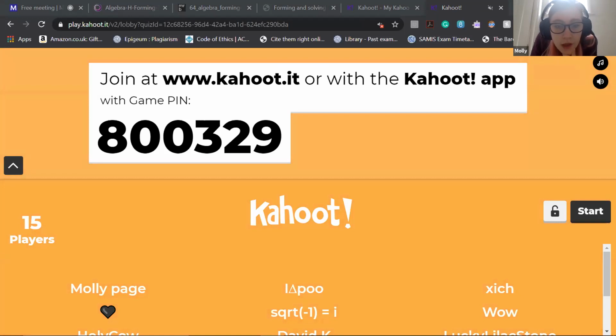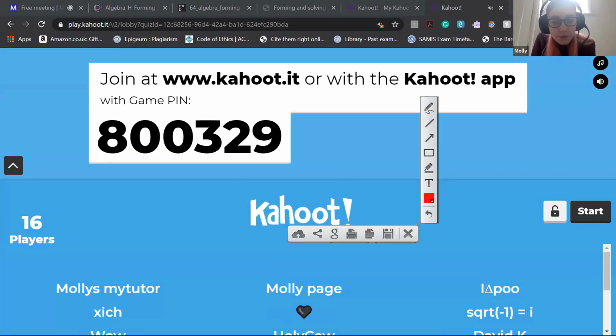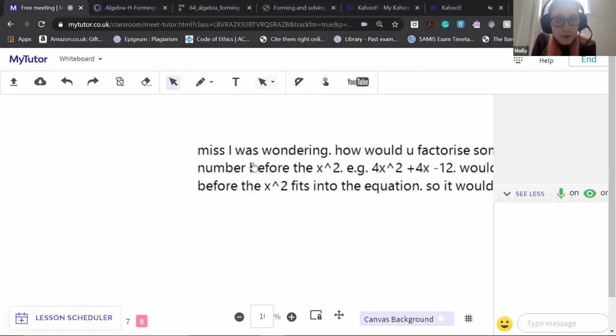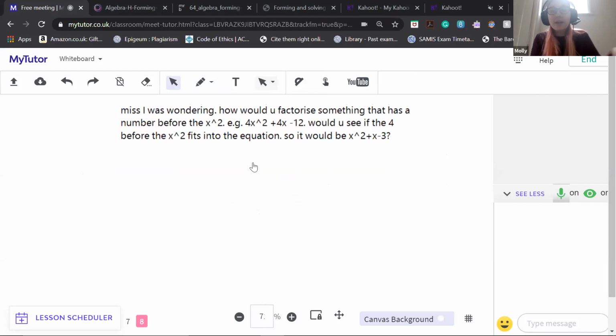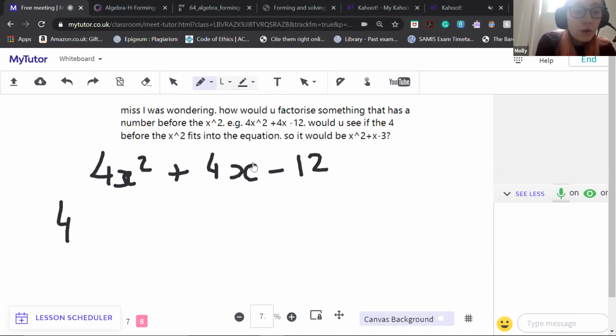Someone said, I was wondering how you'd factorize something that has a number before the x squared. Let me pop this question on actually, whilst you're still joining the Kahoot, because it's a good question. So 4x squared plus 4x minus 12. Would you see if the 4 fits? So would it be 4 lots of x squared plus x minus 3? Yeah, exactly right. You would rewrite this as 4 lots of x squared plus x minus 3, exactly like you said.